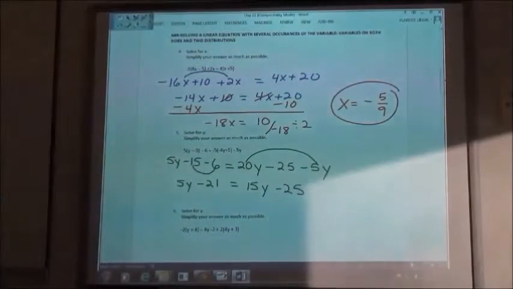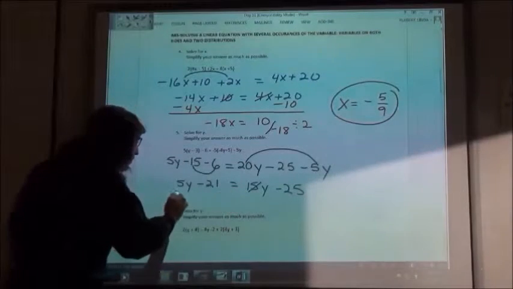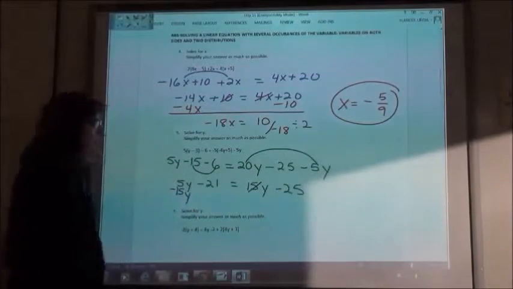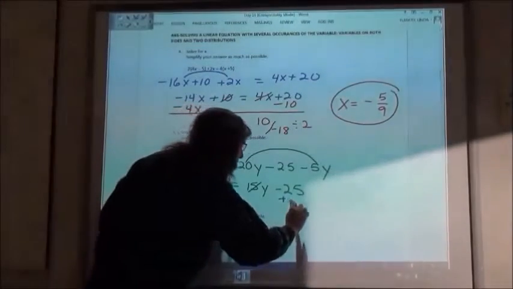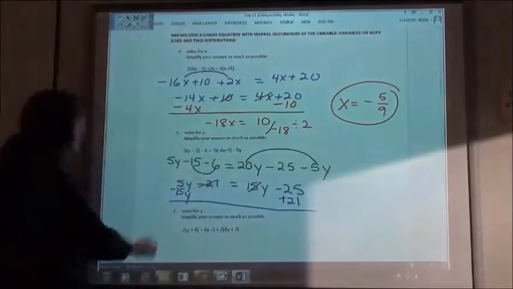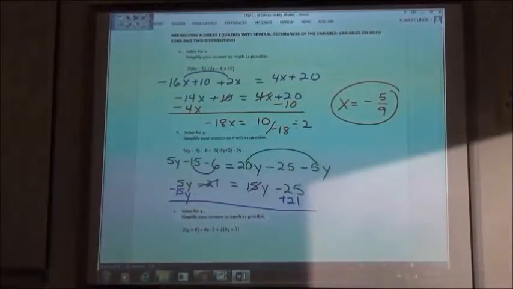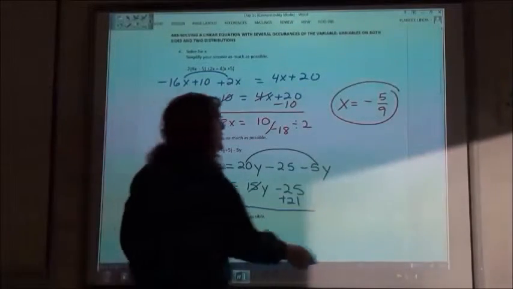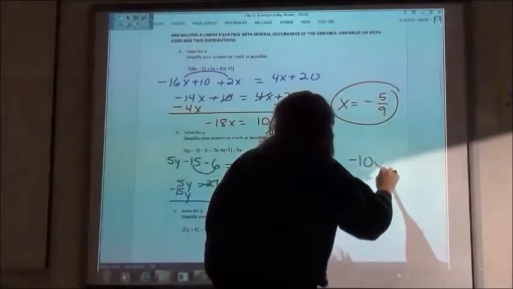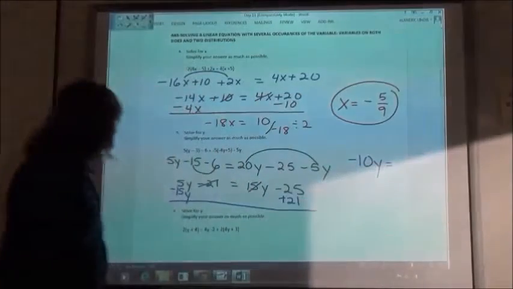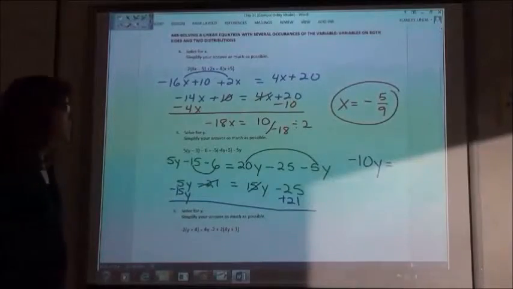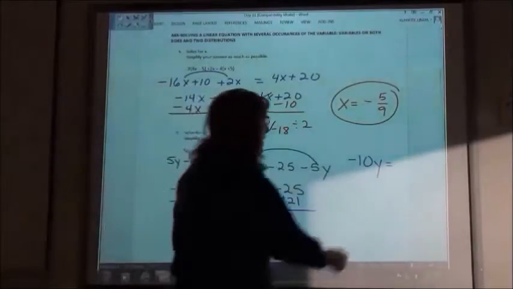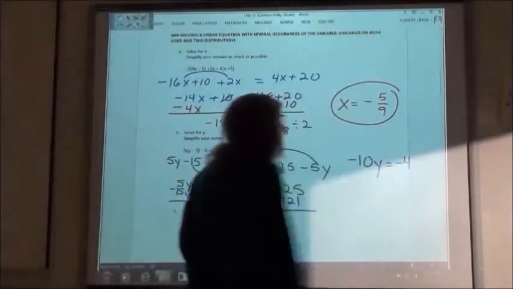So what should we do next? 15y comes over. So minus our 15y. And your negative 21 goes to positive 21. Plus 21, exactly. So that's going to be 10y. What's your sign? Minus 10y equals negative 4. Negative 4, exactly.